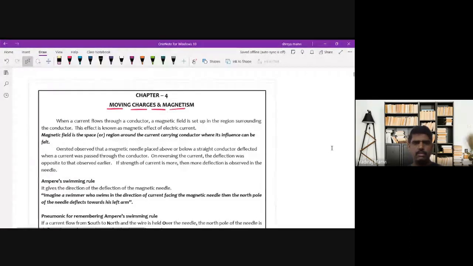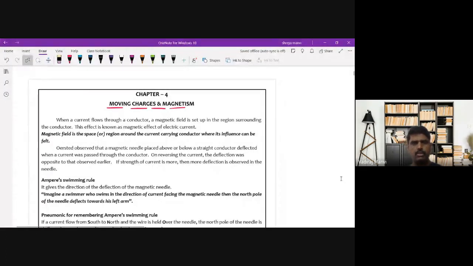Some years they have given a problem, sometimes they have not. So we can't say. But it is a very, very important chapter. I told you already about magnetism and all. Here we are going to study what happens when charges move in the magnetic field. So, moving charges and magnetism.